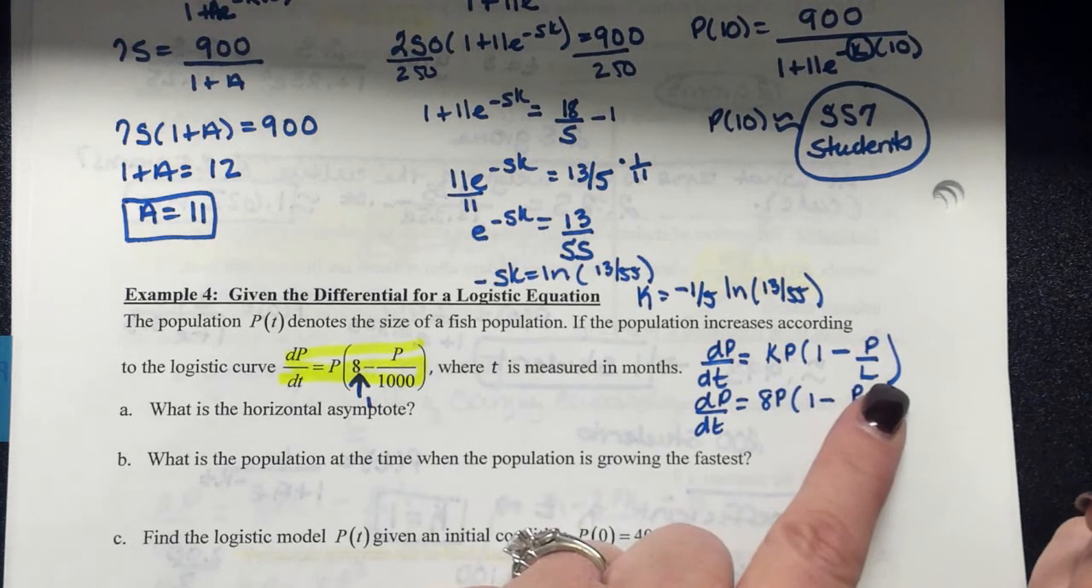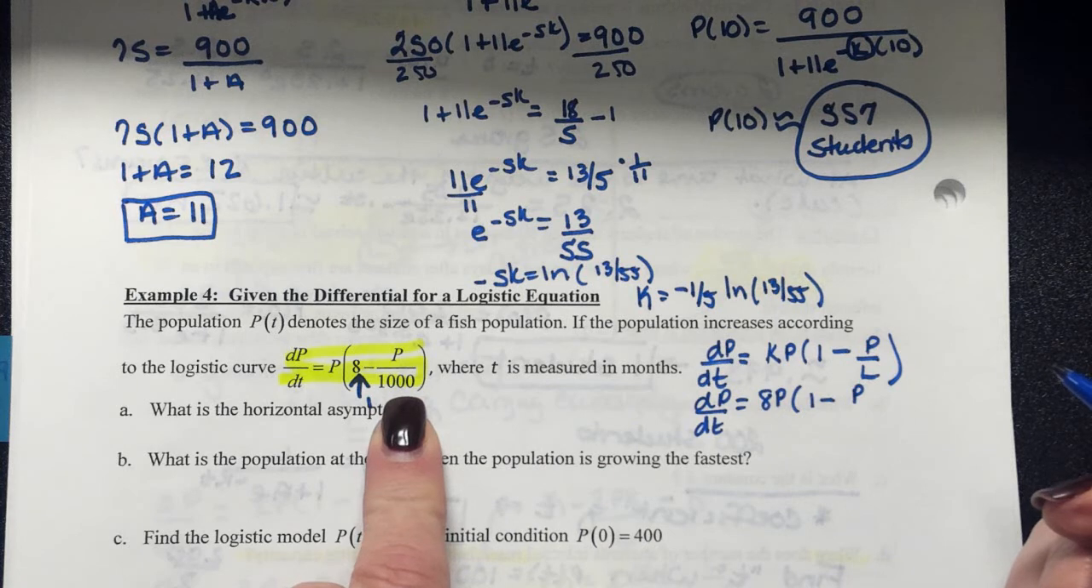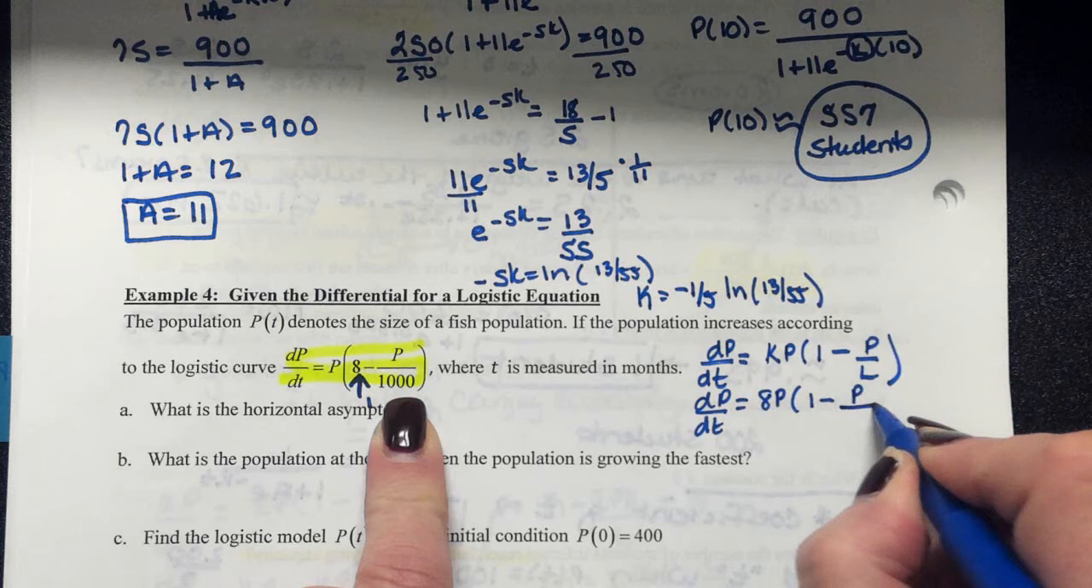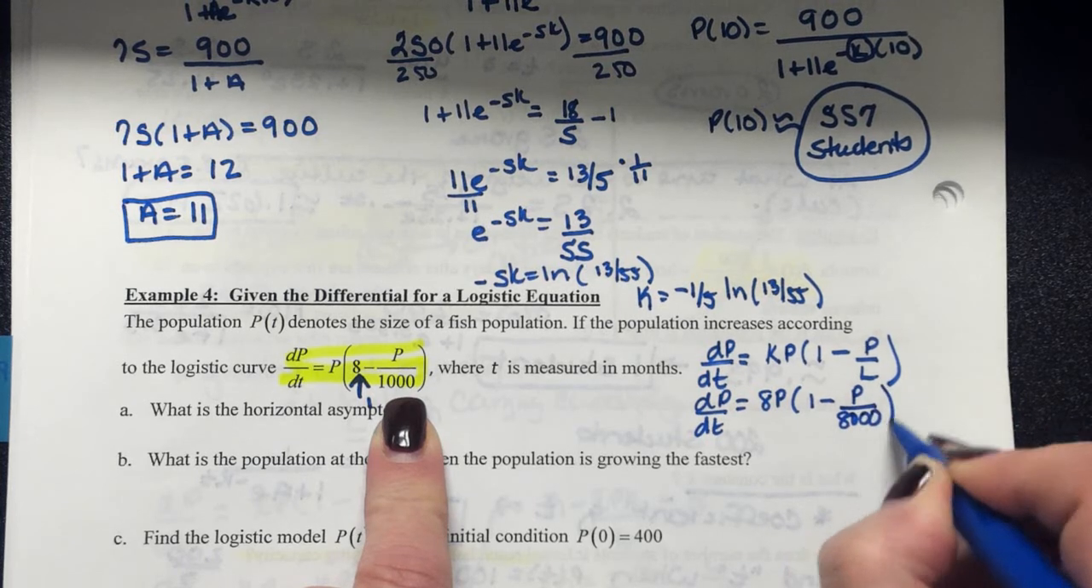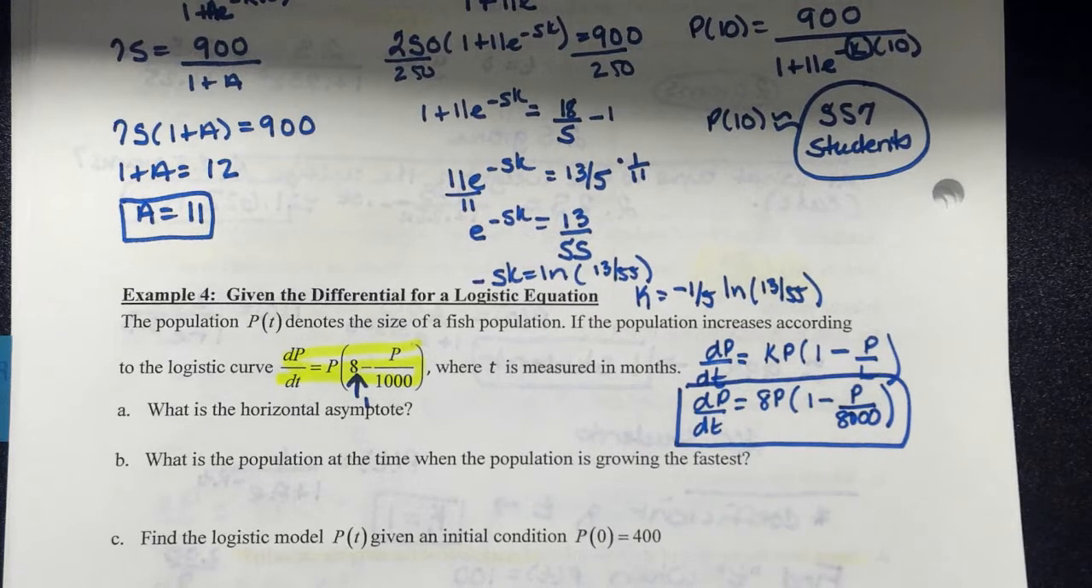Now, when I factor an 8 out, what does P over 1,000 become when I pull out an 8? It's going to become P over 8,000. This is the equation you want to look at in order to answer the questions.